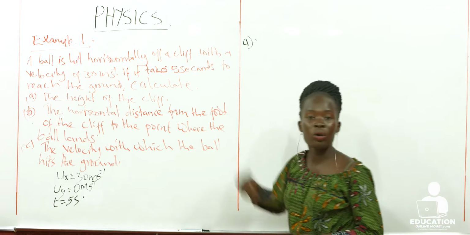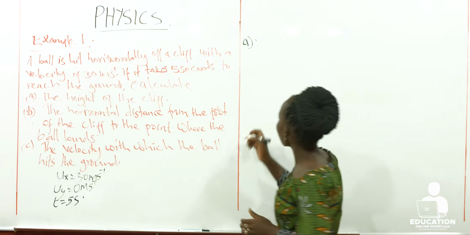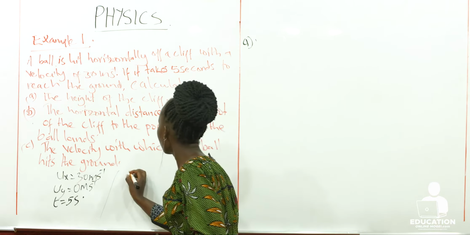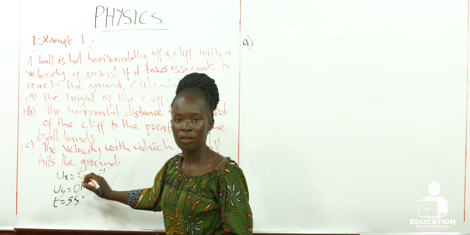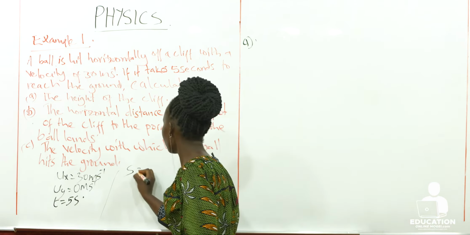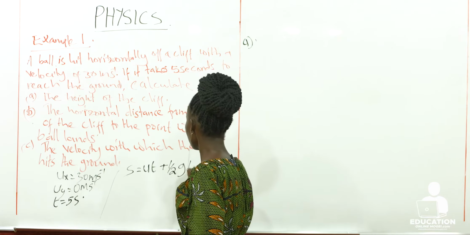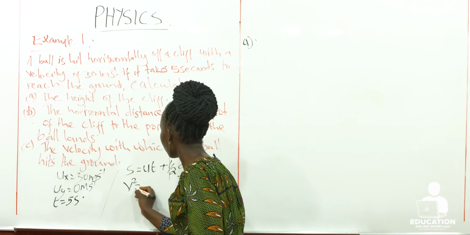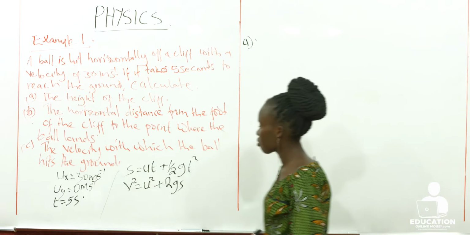But then here, which equation are we going to take? We have these two equations in this point here. We are taking only the two that have got the element of distance. So we shall have the second equation of motion, which is s equals ut plus a half gt squared. Then we have this, which is v squared equals u squared plus 2gs.